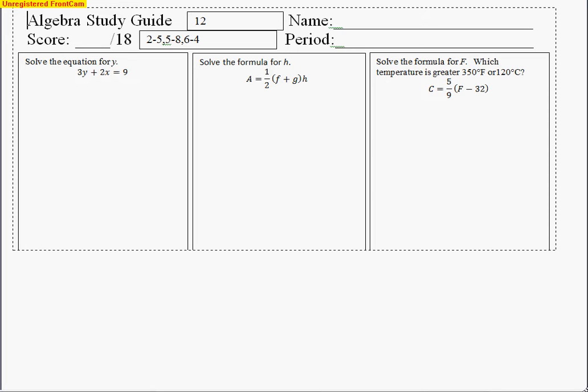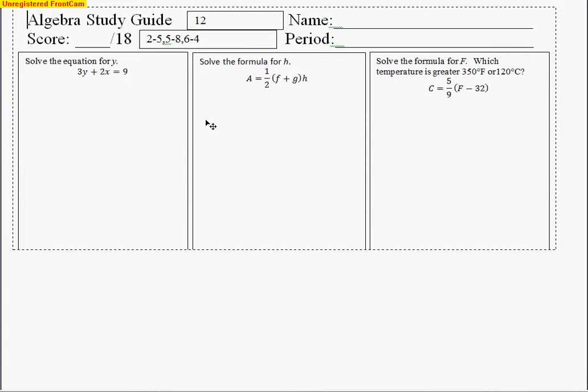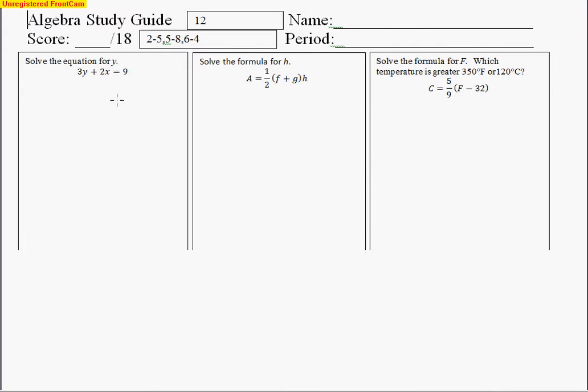This is the lesson for the study guide for quiz 12 for algebra. So let's take a look at the first problem here, and they're asking us to solve for y. We solve for y whenever we want to come up with the slope-intercept form, because it gives us our y-intercept and our slope just by looking at the equation. So that's the reason why we'd want to do this.